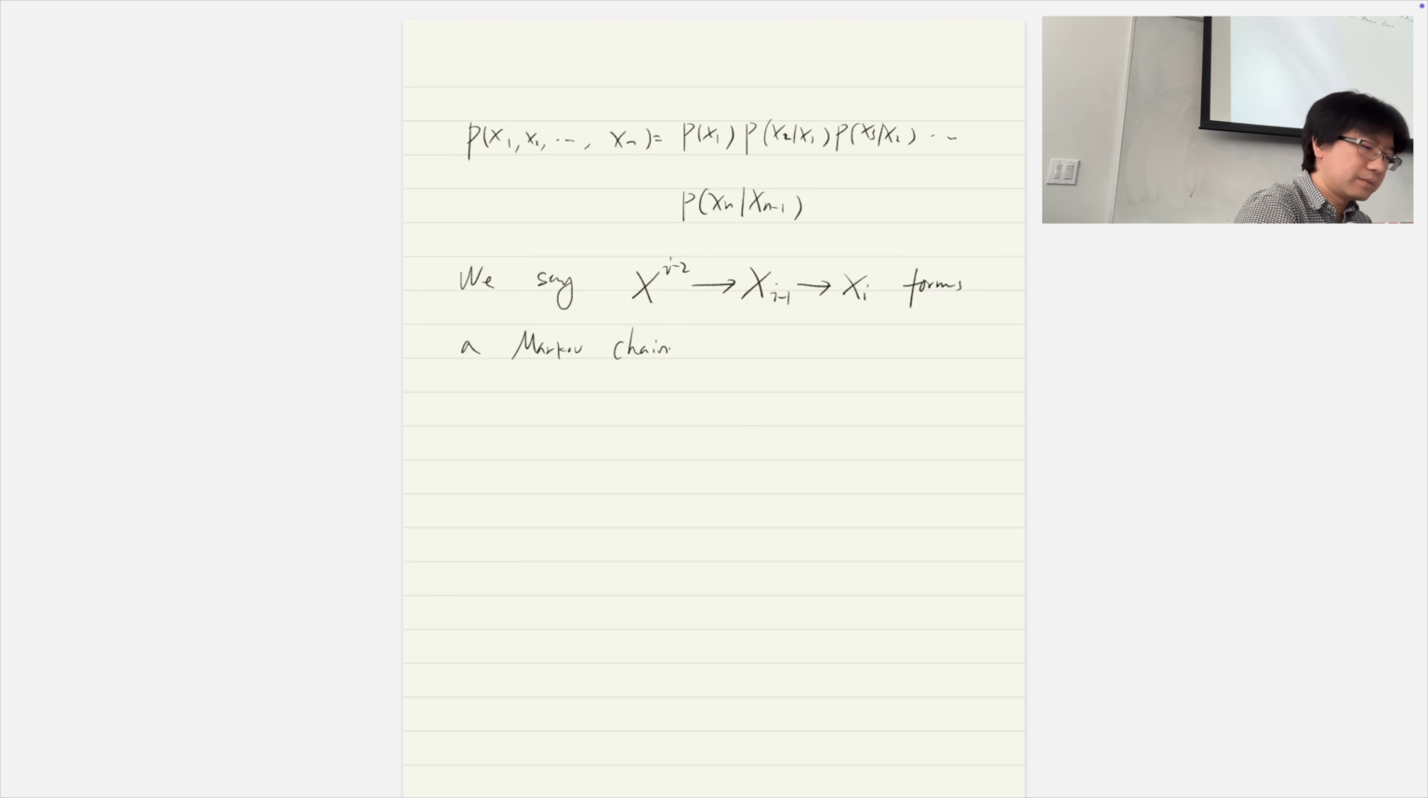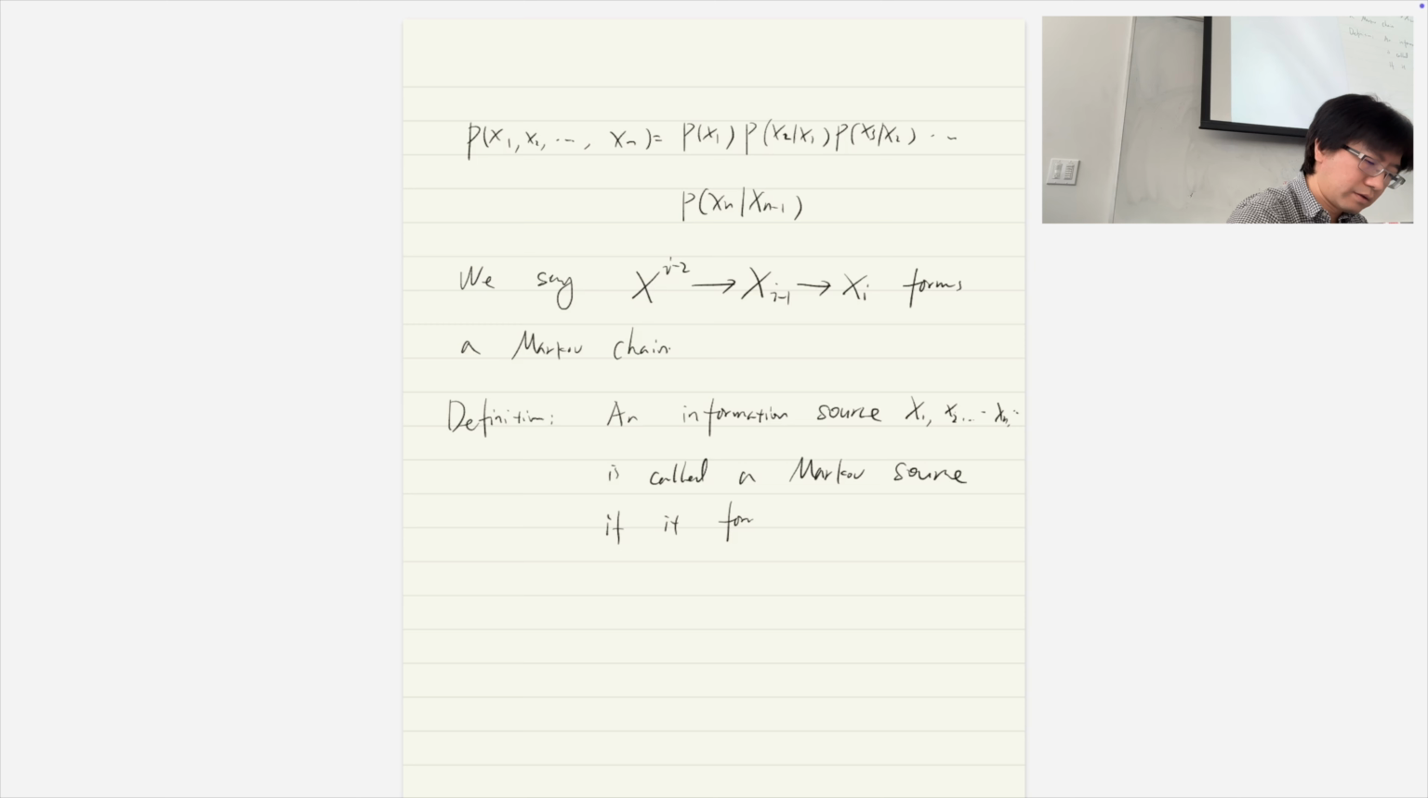Based on Markov chain, we have a new definition. We say an information source X1, X2, up to Xn, and so on, is called a Markov source if it forms a Markov chain. So that's Markov source.